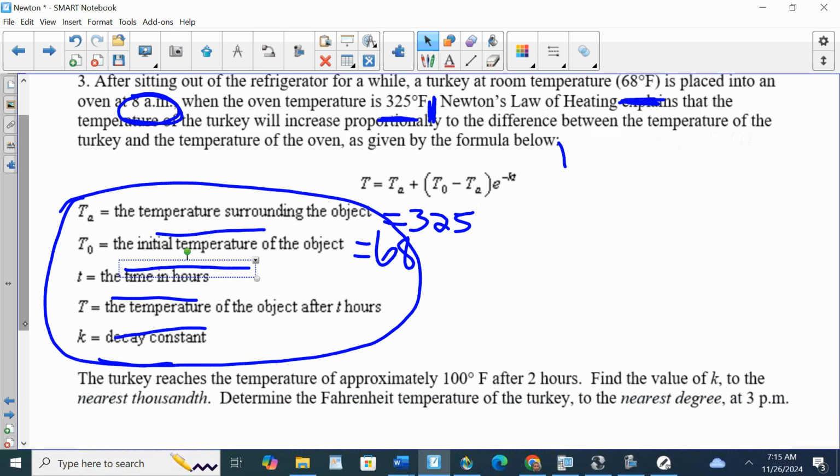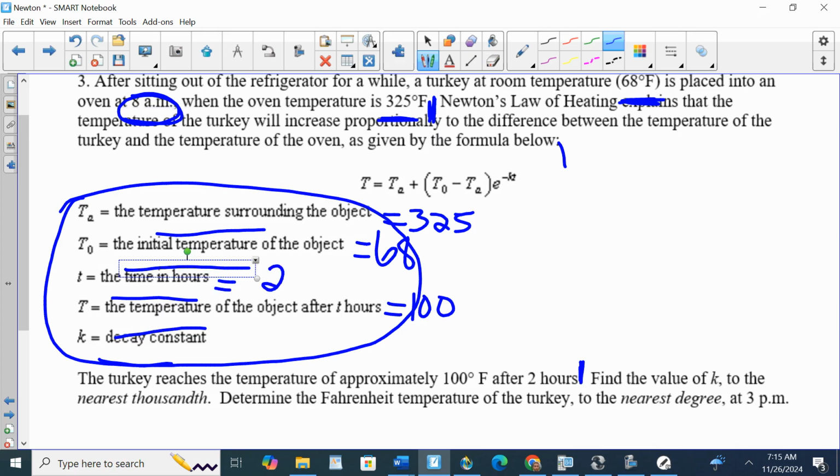The turkey reaches the temperature of approximately 100 degrees after 2 hours. So let's stop right there. 100 degrees after 2 hours. So the temperature of the turkey is capital T. That's the temperature of the object. That's 100 after 2 hours. So little t, the time that passes, is 2 hours.